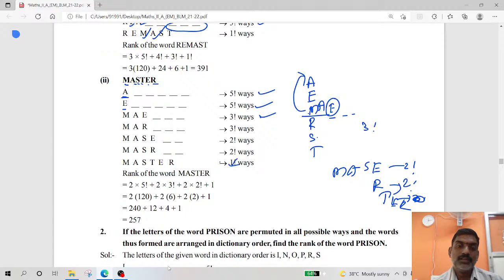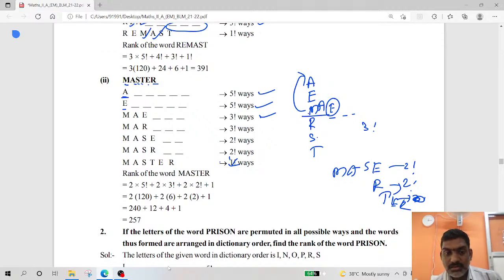So 5 factorial, how many times? 2 times. 3 factorial 2 times. 2 factorial 2 times. 5 factorial is 120, that is 240. 3 factorial is 6, that is 12. 232 plus this 4 is 236, 257 finally.